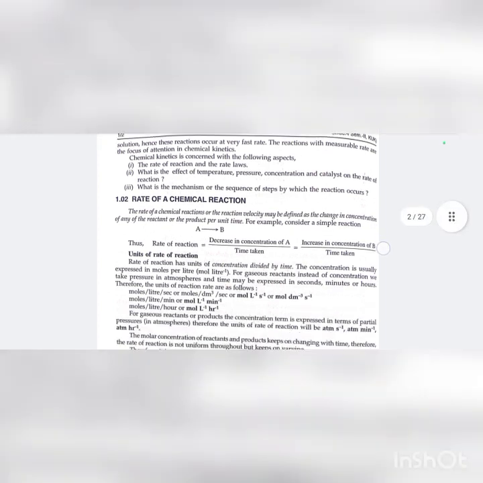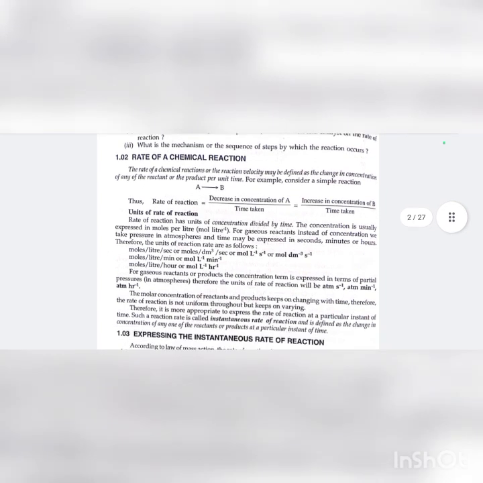Next topic is rate of a chemical reaction. The rate of a chemical reaction or the reaction velocity may be defined as the change in concentration of any one of the reactants or the products per unit time. For example, consider a reaction where A is converted into B. Thus, rate of reaction is equal to decrease in the concentration of A divided by time taken, or also it is equal to increase in concentration of B divided by time taken.